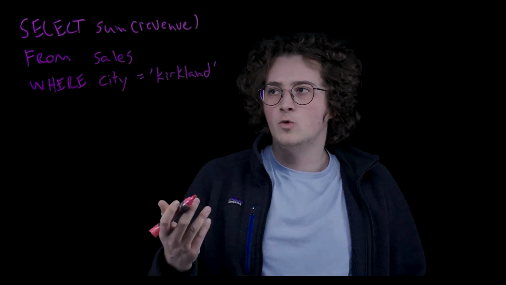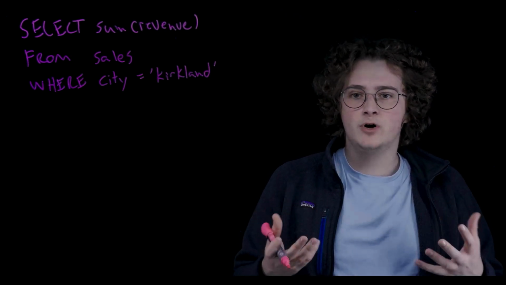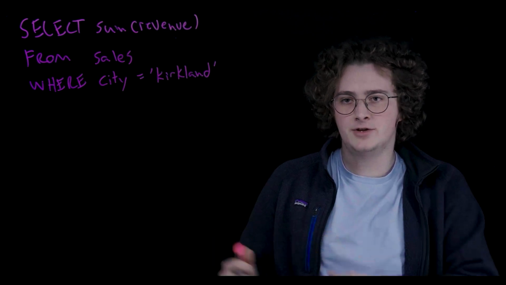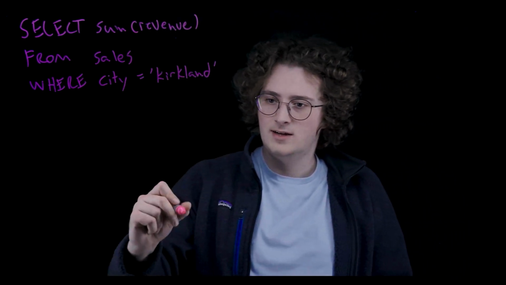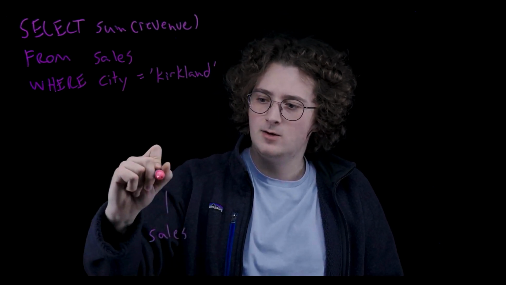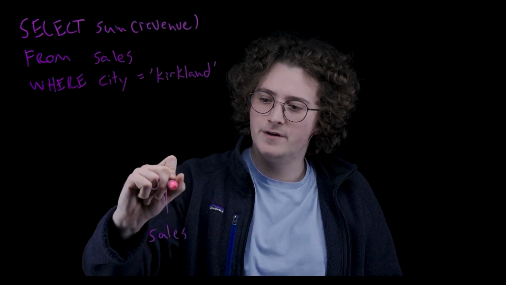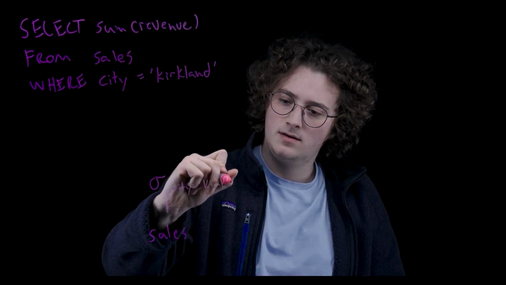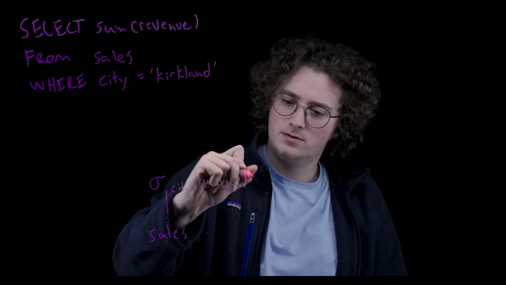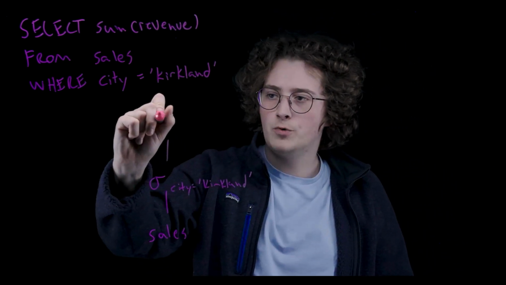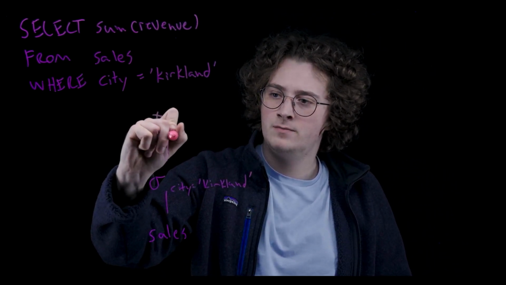All right, what your query optimizer is going to do is it will parse the query and then turn it into a relational algebra tree that our query engine can execute. In our case, we start with scanning the table sales. After that, we apply the filter, and the filter filters the city to be Kirkland. After the filter, we perform an aggregation, where we get the sum of revenue.